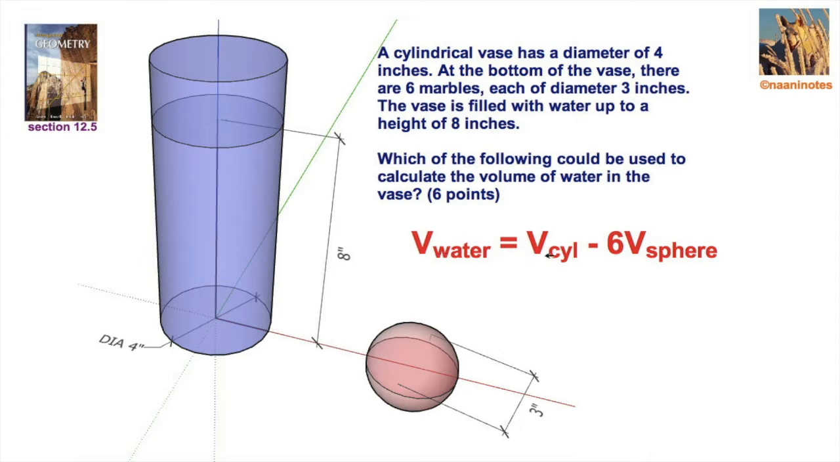The volume of the water is the volume of the cylinder minus 6 of these spheres, which really wouldn't fit in there. But your author didn't know that, so let's just go ahead and put that in there.